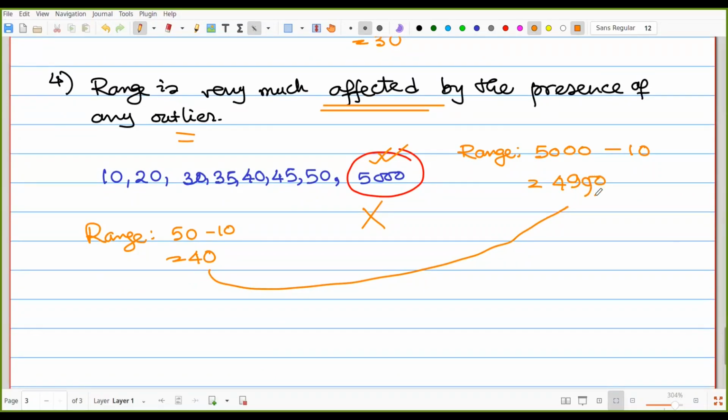The range is 4,990, and the difference is very much affected. So that's why range is very much affected by the presence of any outlier. And that one is called the range. That is the first topic of the measures of variability.